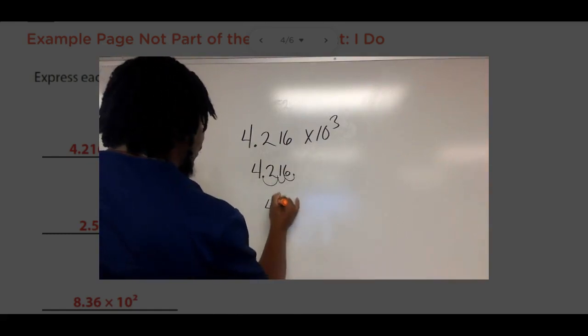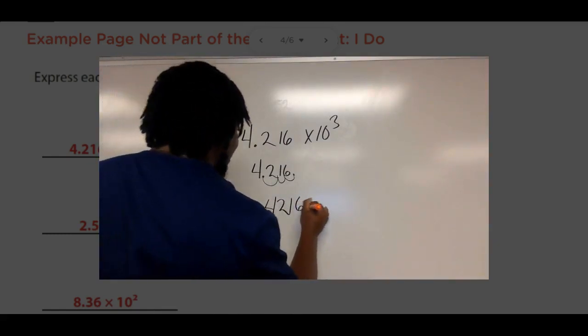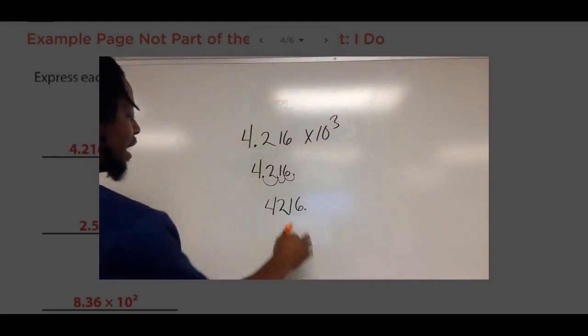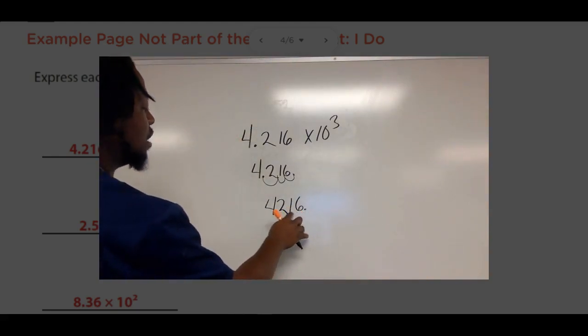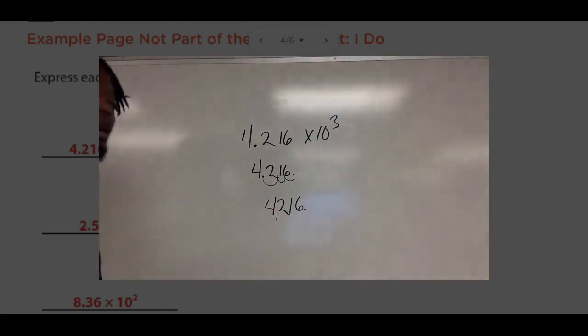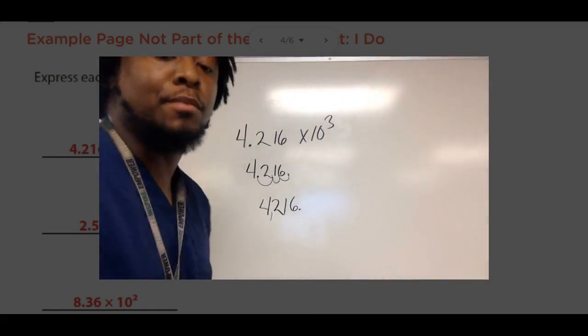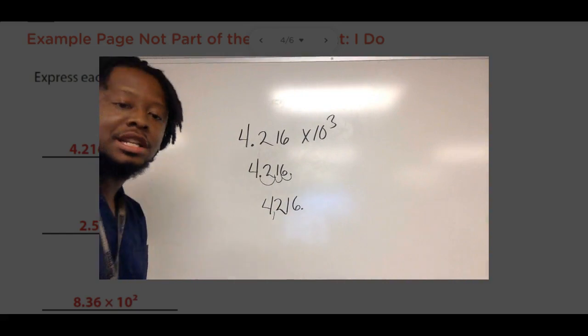So that's going to become 4.216. Decimal point is there. Where does the comma belong? Please put your commas in this. That's 1, 2, 3. Comma goes right there. Boom! Bada bing, bada boom. It's just like that. You understand what I'm saying? It's just like magic. All right.